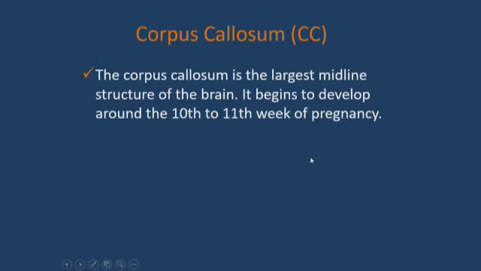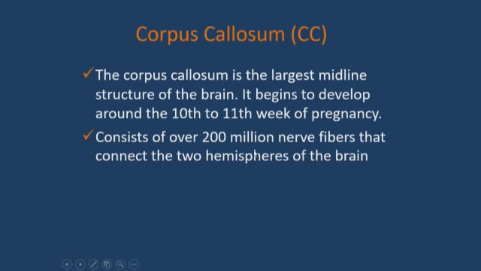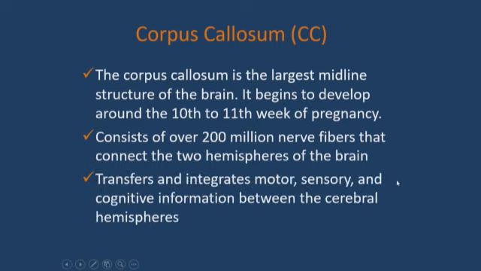So the corpus callosum is the largest midline structure of the brain. It begins to develop around the 10th to 11th week of pregnancy. It's got over 200 million nerve fibers that connect both hemispheres of the brain. So this is what's allowing the different segments of the brain to communicate with each other. It transfers and integrates motor, sensory, and cognitive information between the cerebral hemispheres. So it's very, very important.